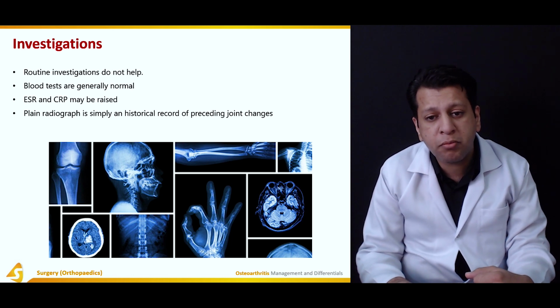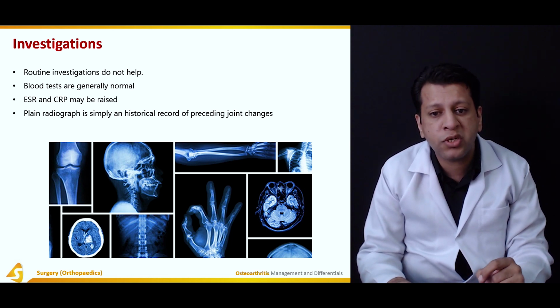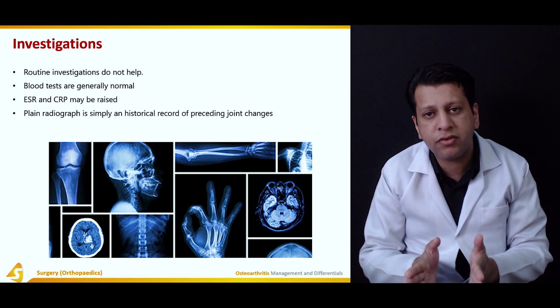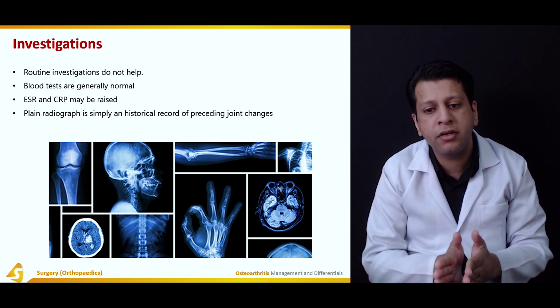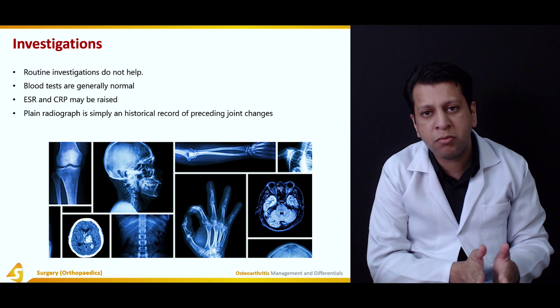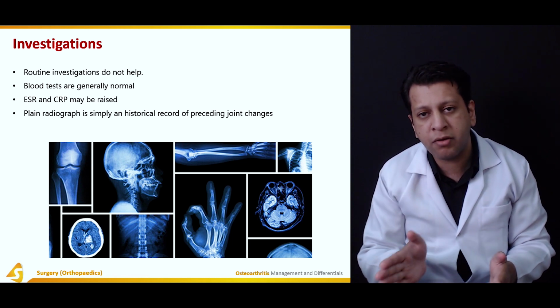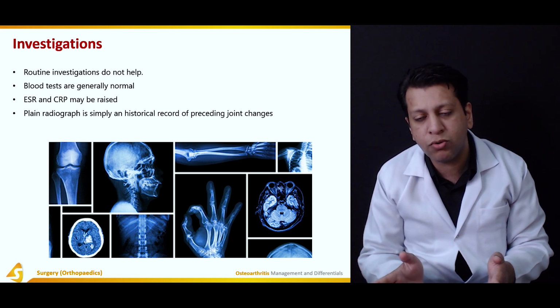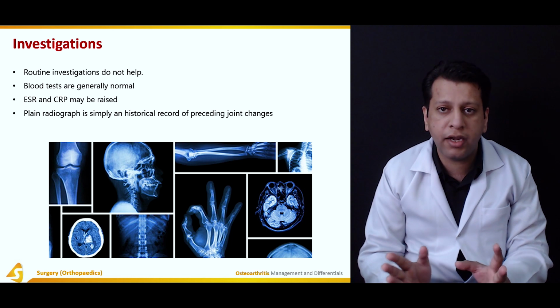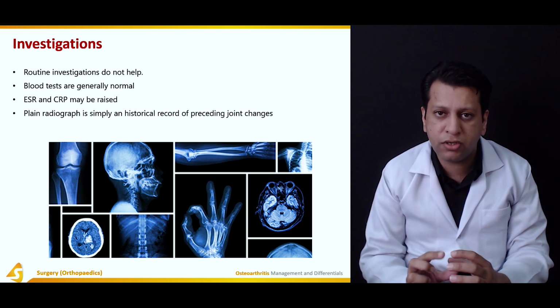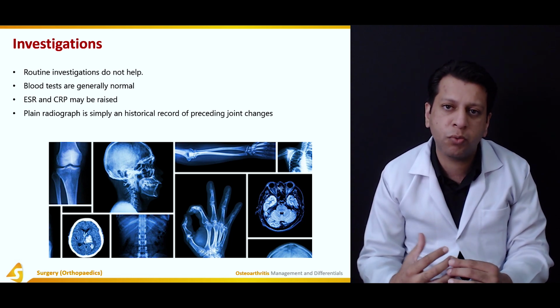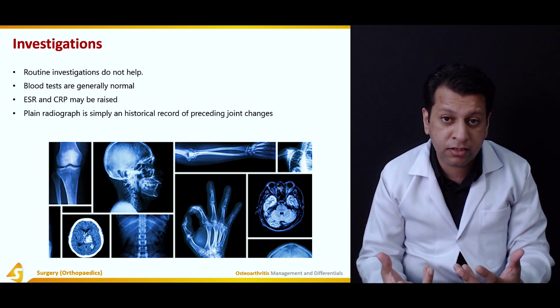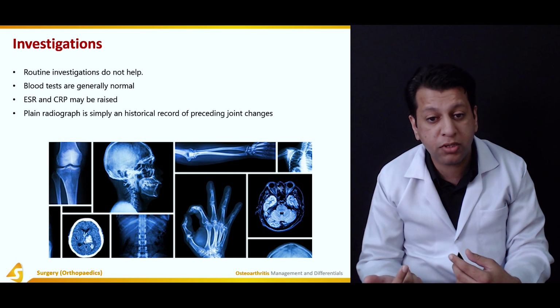Plain radiographs are simply a historical record of prosthetic joint changes. If there are X-rays available, for example, from 1 month ago or 6 months ago, and you can compare that X-ray with, let's say, a day or 2 days old X-ray, that is actually ideal. You can appreciate how the joint space has been reduced over time, what is the status of osteophyte formation, and how much the situation has actually got worse over the period of time.